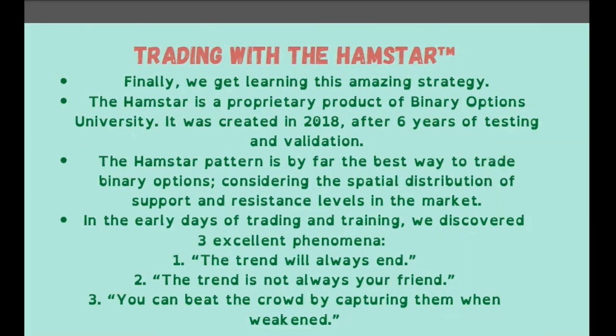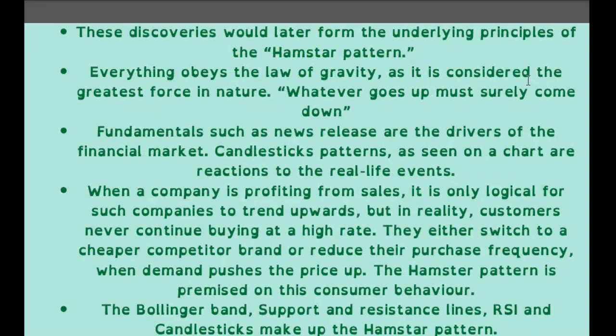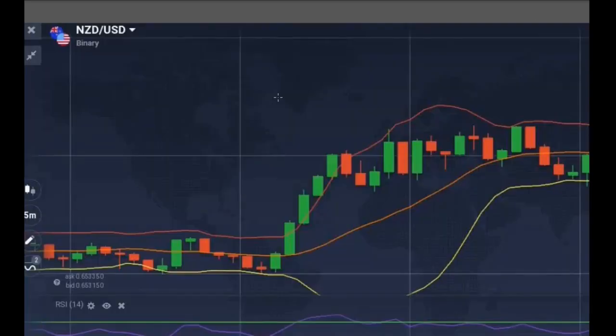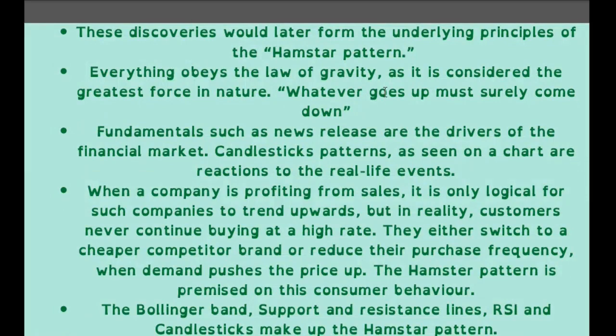So the Amster pattern basically is a very accurate way of trading the market. These discoveries would later form the underlying principles of the Amster pattern. Everything obeys the law of gravity, as it is considered the greatest force in nature. Whatever goes up must surely come down.